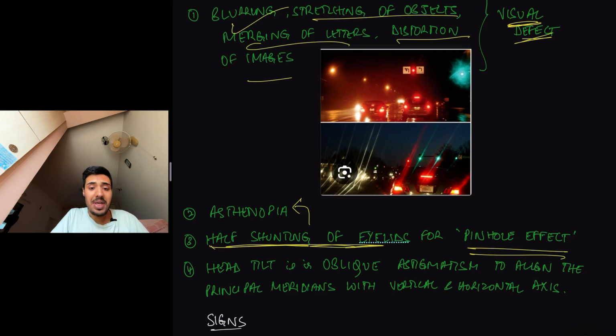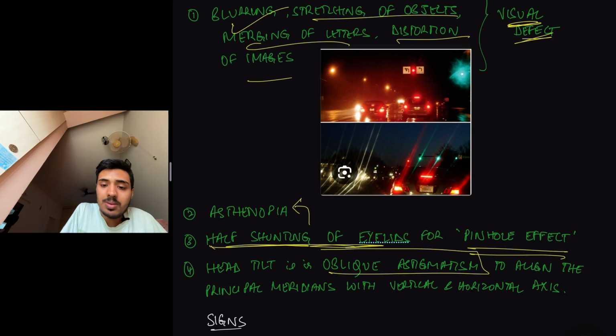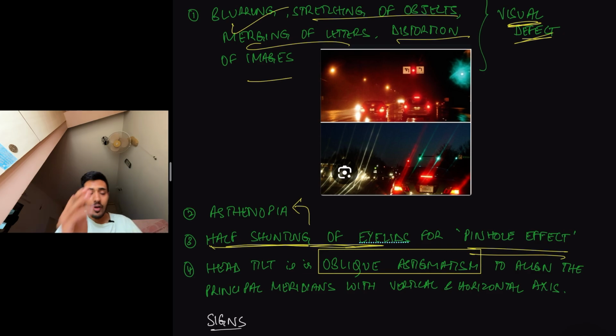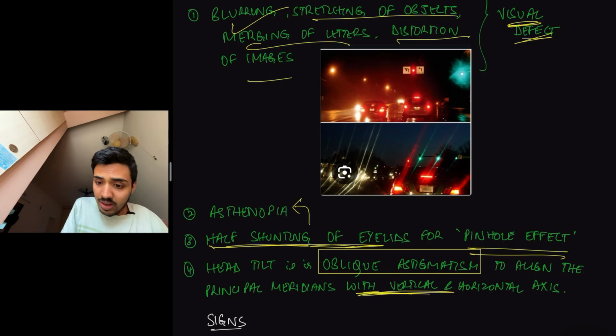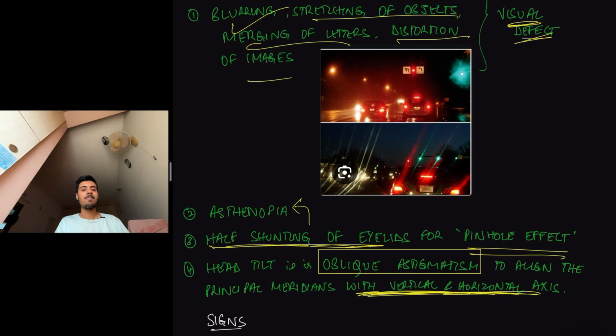And now let's say the patient has oblique astigmatism. What is oblique astigmatism? As I told, you have two principal meridians which are not horizontal and vertical but are at an angle. So what does the patient do? The patient tilts their head so that those two principal meridians are aligned with the vertical and the horizontal axis. That is head tilt. So these are the four main symptoms.